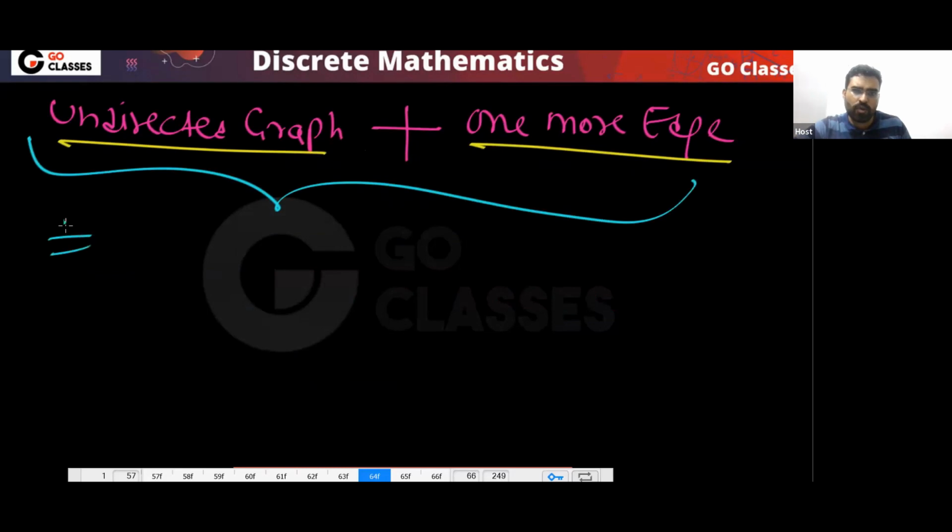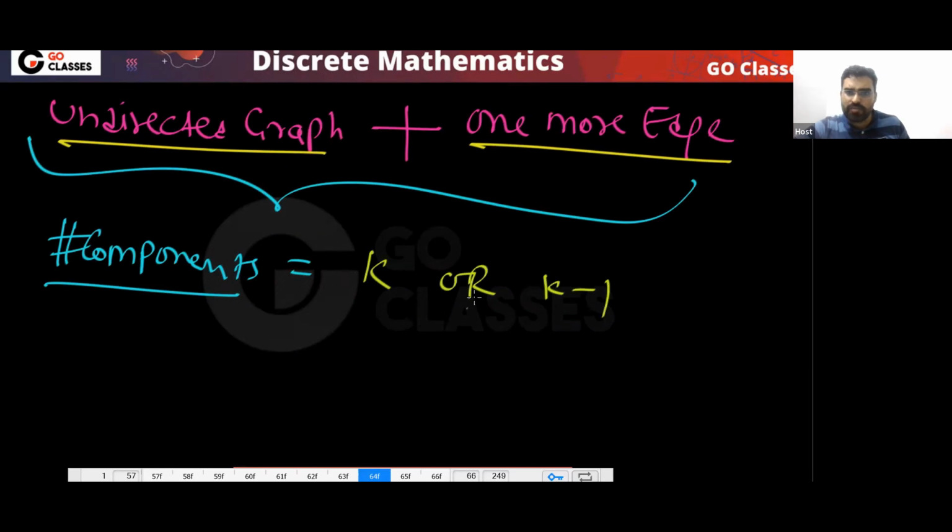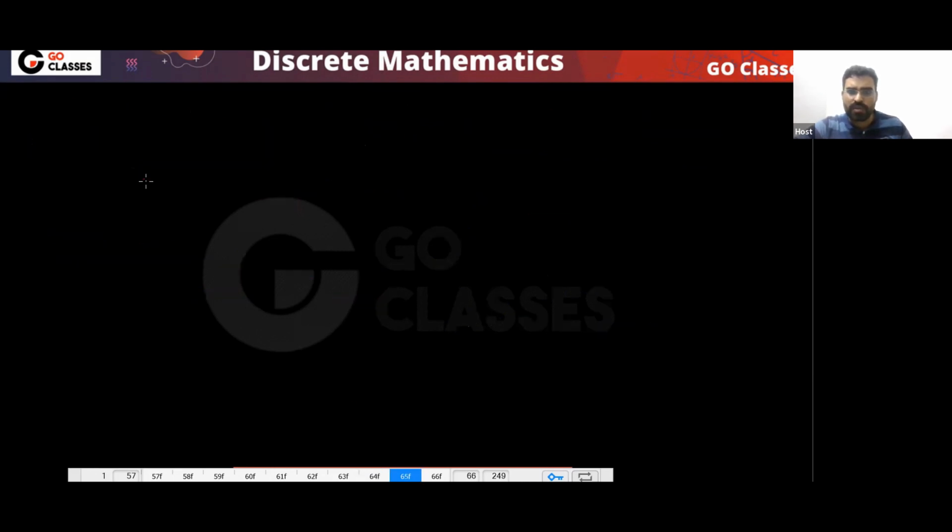What can you say about the number of components? Very simple. The number of components will either remain unchanged, so it will be K, or it will be K minus 1. Either it will remain unchanged or it will reduce by 1.